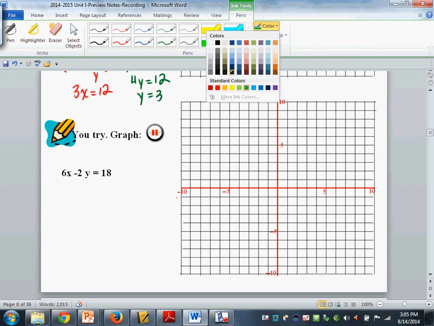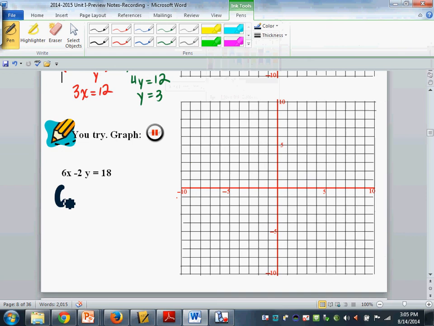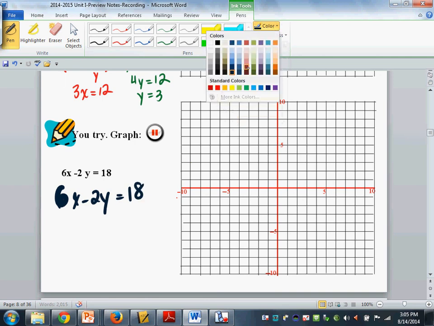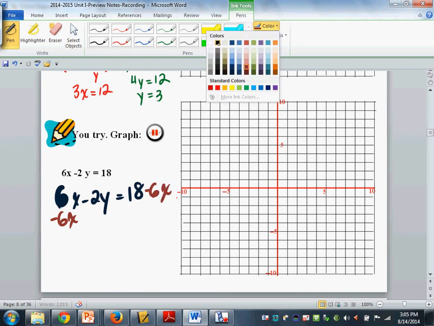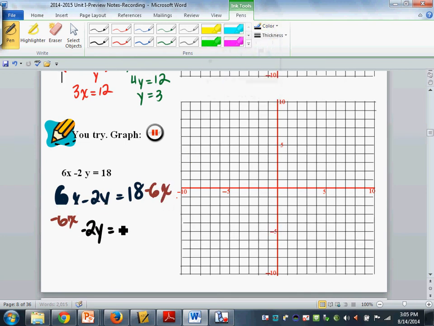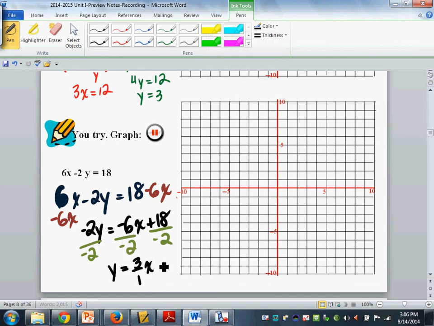Okay, let's see how you did. I'm going to change it to y equals mx plus b here. I have 6x minus 2y equals 18. I'm going to start by minusing 6x. I end up with negative 2y equals negative 6x plus 18. I'm going to divide both sides by negative 2. And I end up with the line y equals 3 over 1 x minus 9.